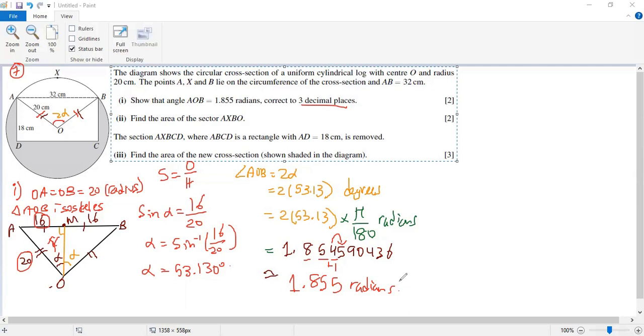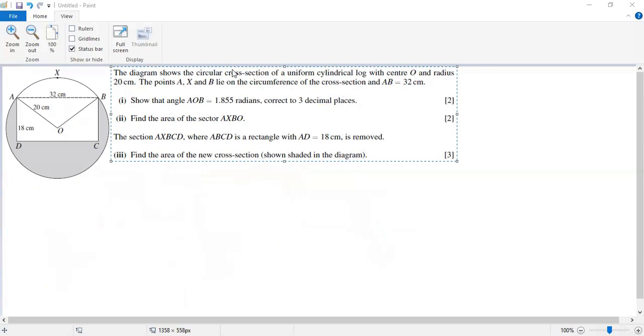So this is already part 1 of this question. Okay, correct to 3 decimal places. Okay, now I'm just going to clear these drawings. Ta-da. Okay, and do the second part. So let's try to do that, please.